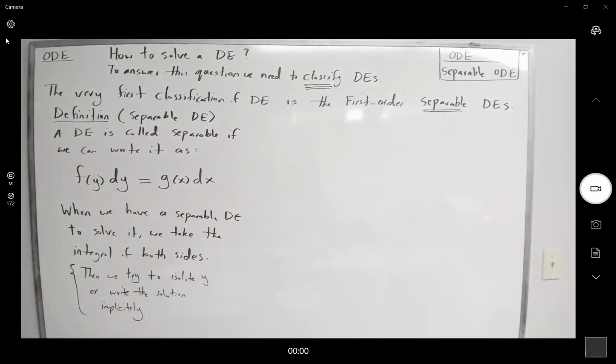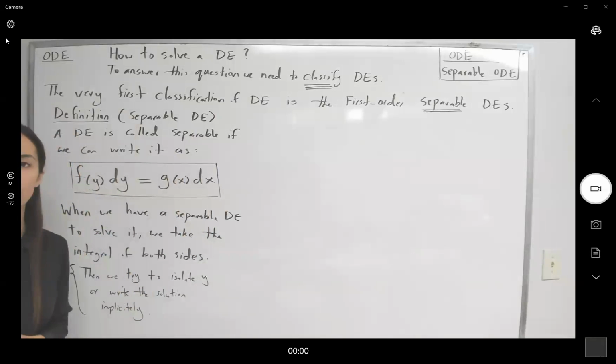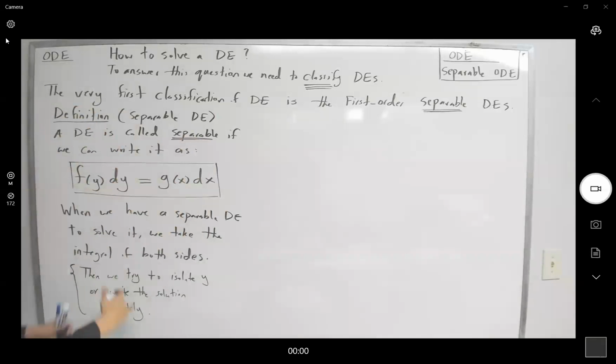Okay, very good. We just learned about the separable differential equation. Let's put this in a box. This is your goal. Your goal is to take a differential equation. If you can write it this way, you call it a separable differential equation, and to solve it, you take the integrals of both sides.